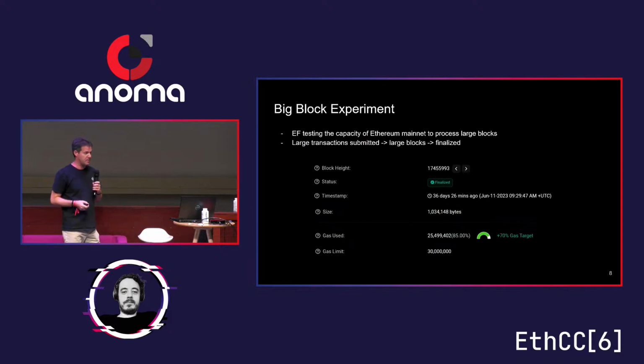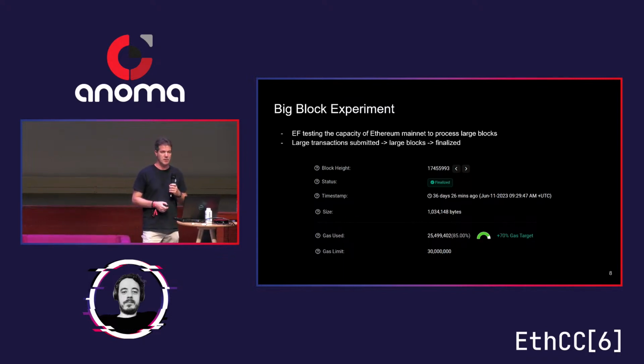There was an experiment with the Ethereum Foundation to test the capacity of the real mainnet. Now, testing on mainnet is not that easy. So they were creating large transactions. They submitted these transactions and paid a fee. These were getting into large blocks, and then these large blocks were finalized. So we know that a block of 1 megabyte can be finalized, and that's a nice result. But it would be a bit of a waste to do just that.